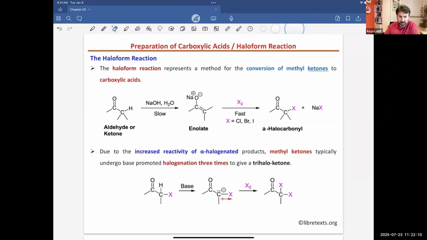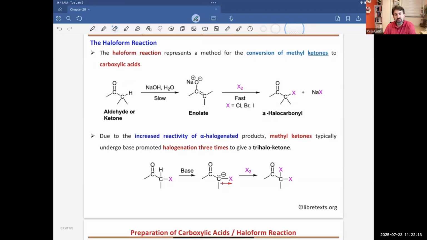Okay, let's go after this one now. The haloform reaction is going to happen in a basic solution, and the entire reaction is going to happen on the alpha carbon. So the first step is that you find the alpha carbon. The alpha carbon is the carbon that is adjacent to the carbonyl group.